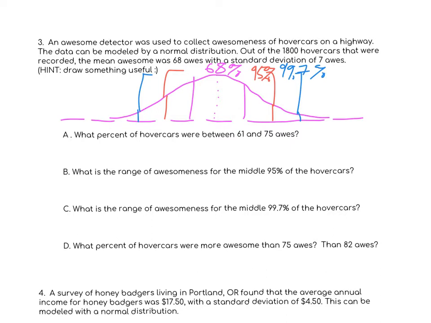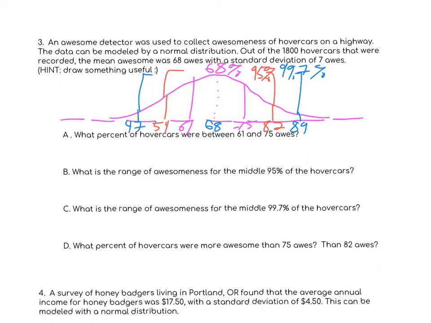Okay, so we have 1,800 hover cars that were recorded. The mean level of awesome was 68. That's kind of annoying. Standard deviation of 7. So going up 1 and down 1, we're going to have 75, and we're going to have 61. Going up 1 more and down 1 more, we got 82 and 54. And then up 1 more and down 1 more, 89 and 47.